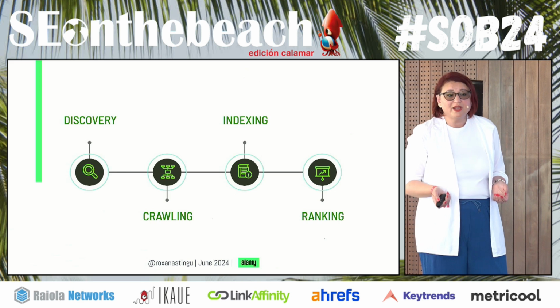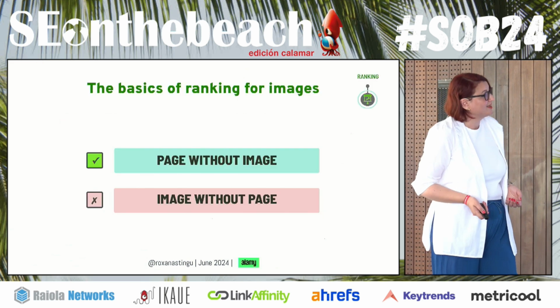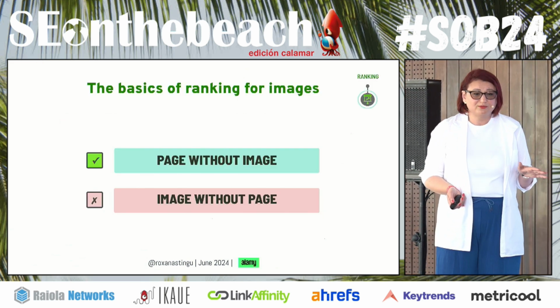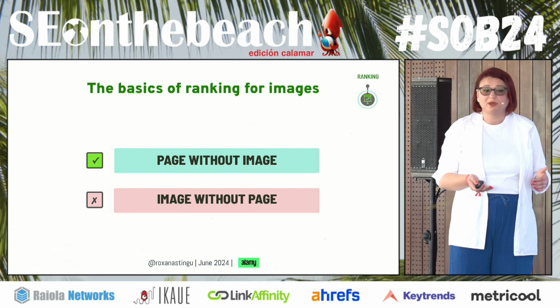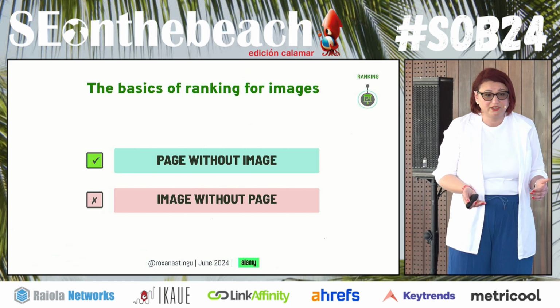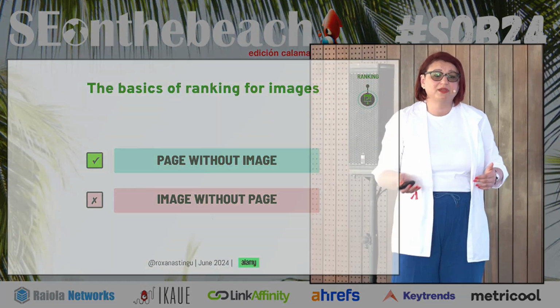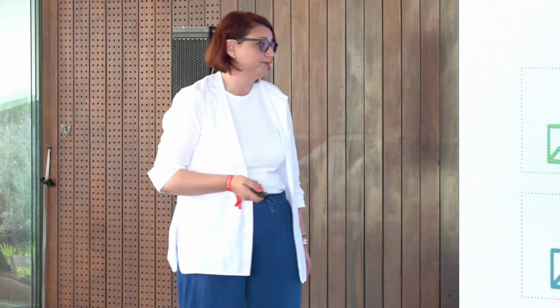Right, that brings us to ranking, our favorite thing to do. This is the only thing you need to remember about images all the time: you can rank a page without an image, but you can never rank an image without a page, which means you need to consider the page in your holistic SEO if you want your images to rank as well.